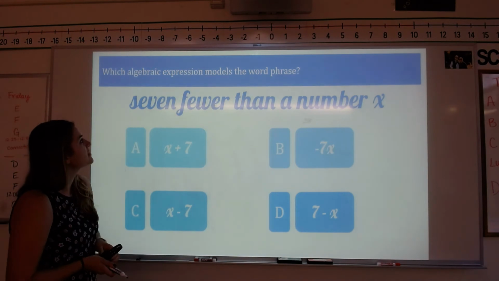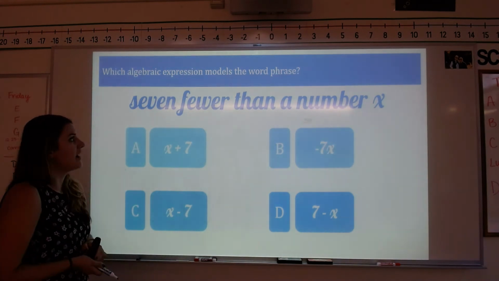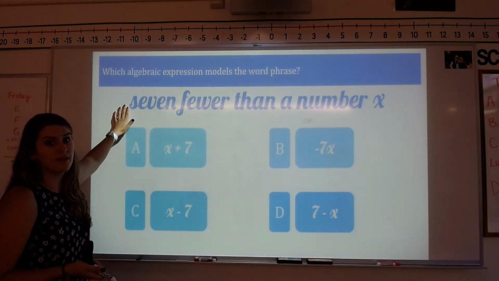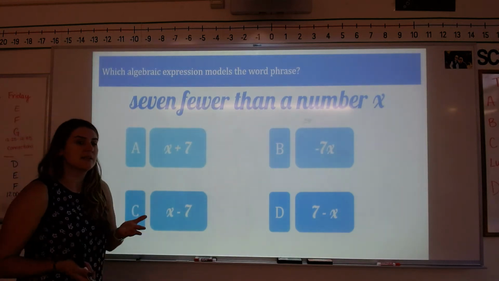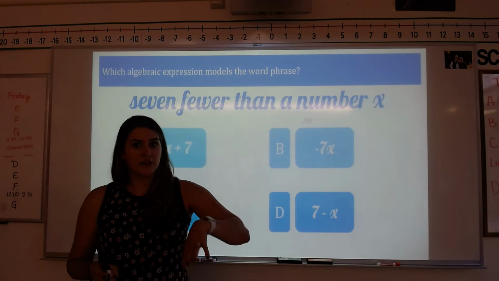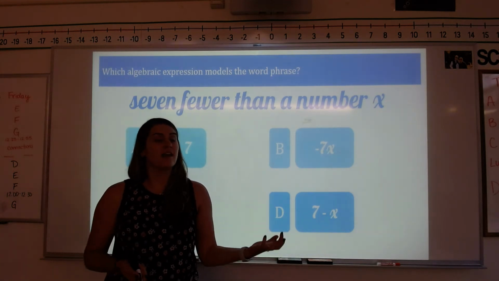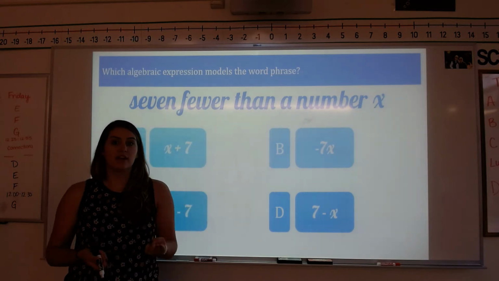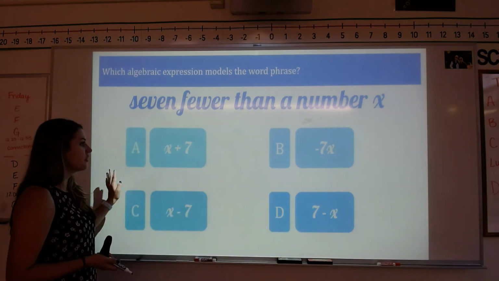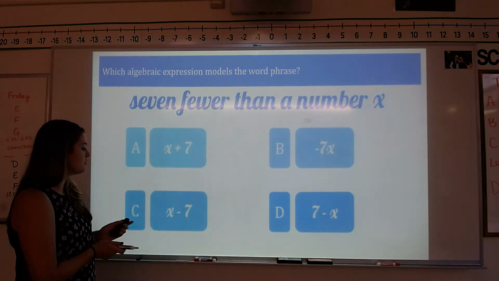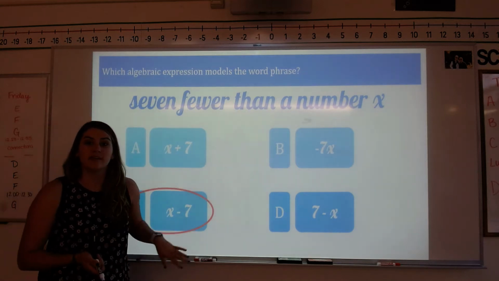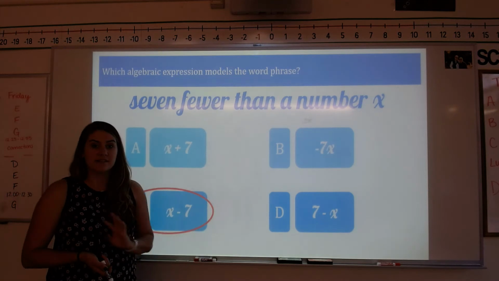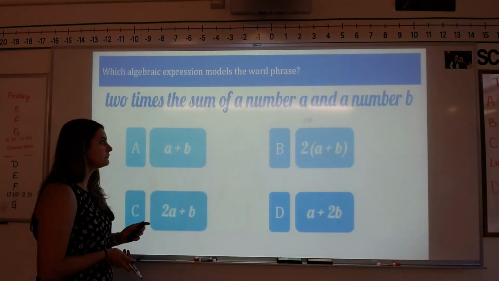So the next question says, which algebraic expression models the word phrase? And then our word phrase is 7 fewer than a number x. So what this means is you're going to start with x, and you're going to take 7 fewer than that. So we want one that uses subtraction, and we want our starting value to be x. So if you look at our 4 choices, you should hopefully see that choice C is the correct answer. You're taking x and you're going 7 fewer than that.